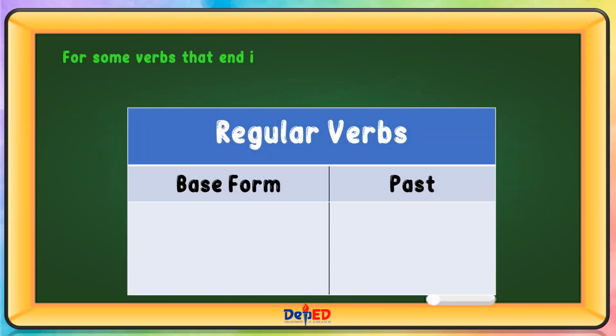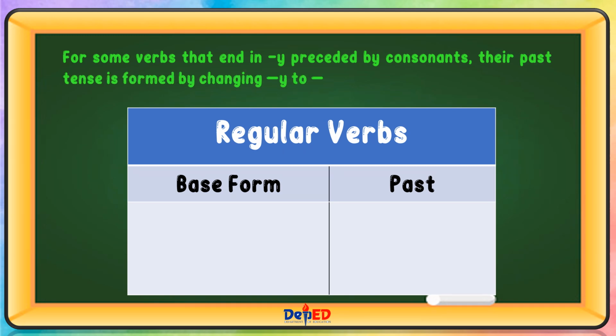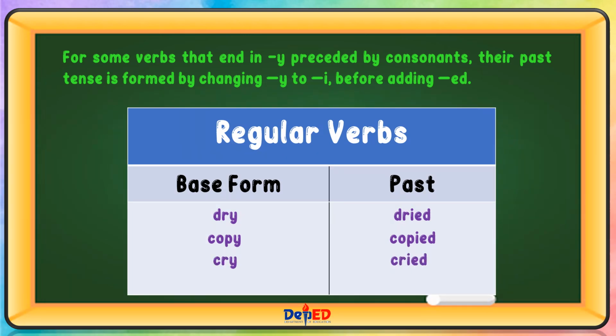For some verbs that end in y preceded by consonants, their past tense is formed by changing y to i before adding ed, like dry, dried, copy, copied, cry, cried, hurry, hurried.